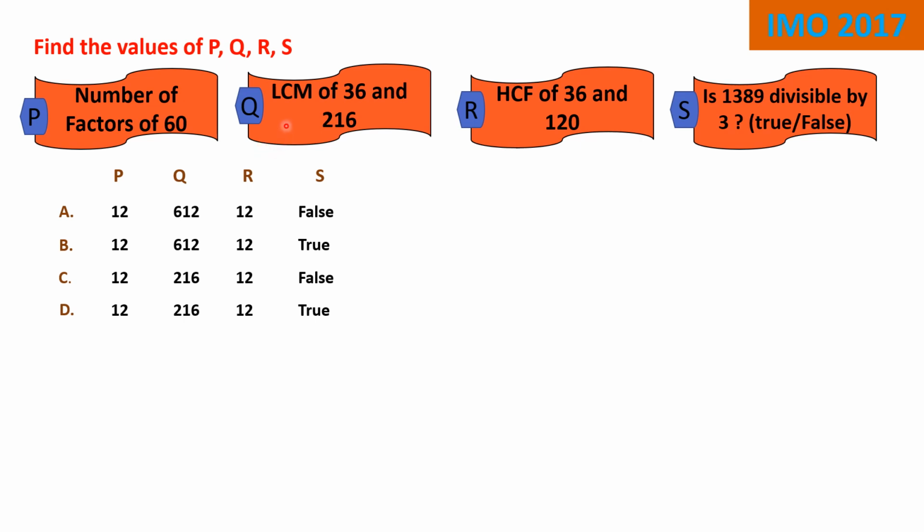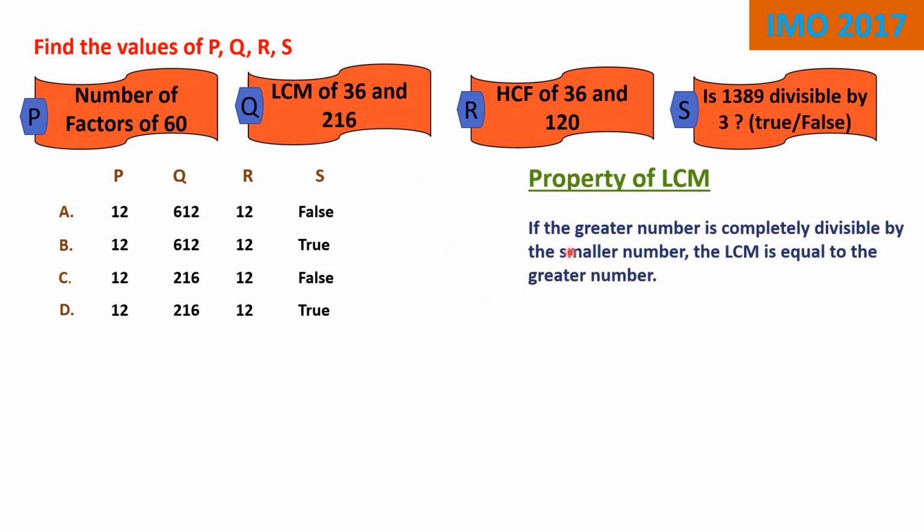Here it is asking to find out the LCM of 36 and 216. So we will apply one of the properties of LCM here to save our time. It says if the greater number is completely divisible by the smaller number, the LCM is equal to the greater number. Here the greater number is 216 and the smaller number is 36.